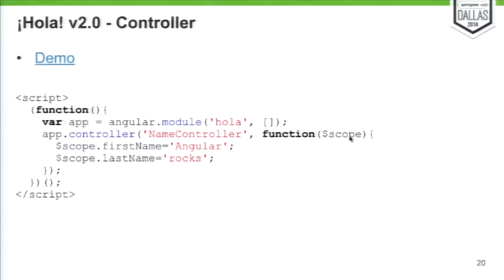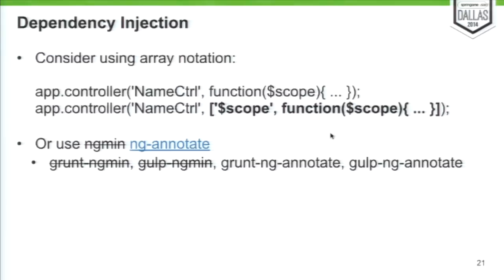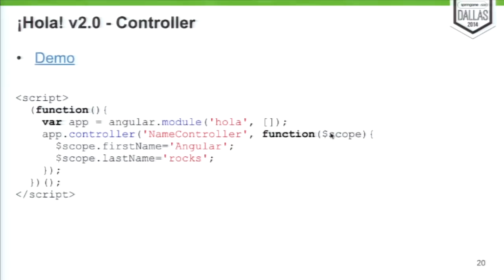AngularJS has dependency injection by name. So the name actually matters here, that you type in function and then a $scope. Anything prefixed with a $ is Angular specific. So in this case, you inject the scope, and then on the scope, you're setting the first name and the last name, and that's it. That's basically the working application.